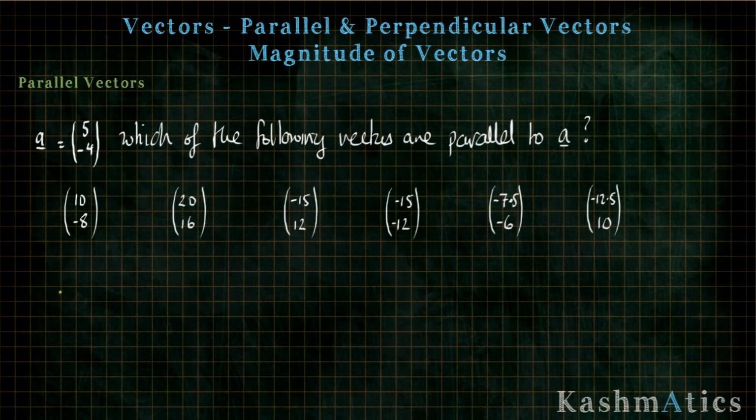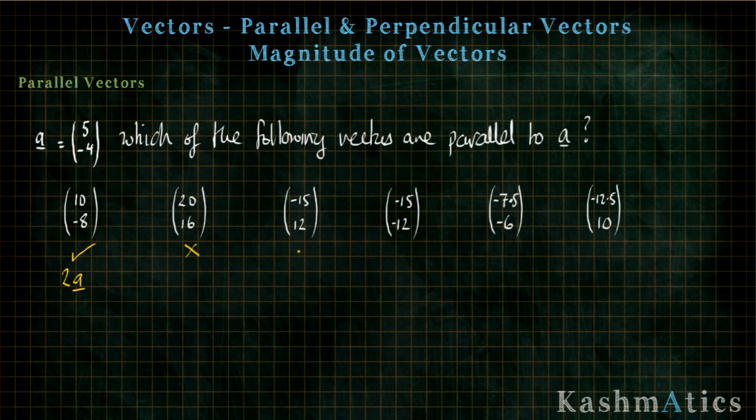So hopefully you've had enough time to do those questions. Let's look at this first one here. The first one is nice and straightforward. 2 times 5 is 10 and 2 times minus 4 is minus 8, so that one works. That one's equal to 2a. This next one here, 5 times 4 is 20, but minus 4 times 4 would be minus 16, not 16. So this one is not parallel.